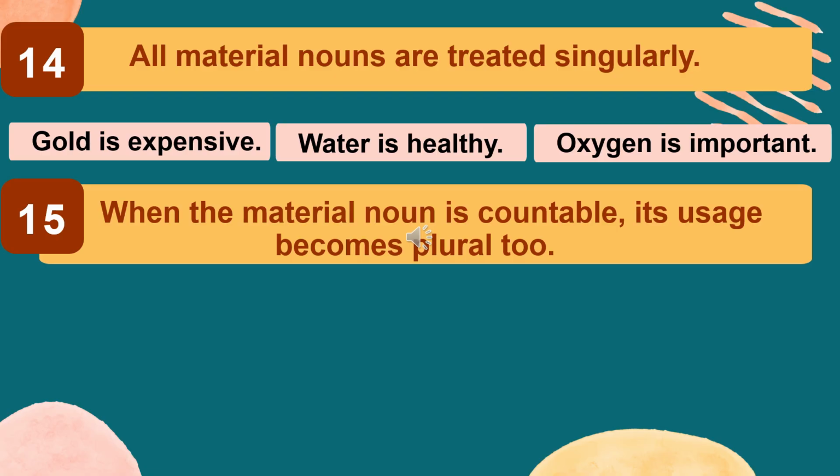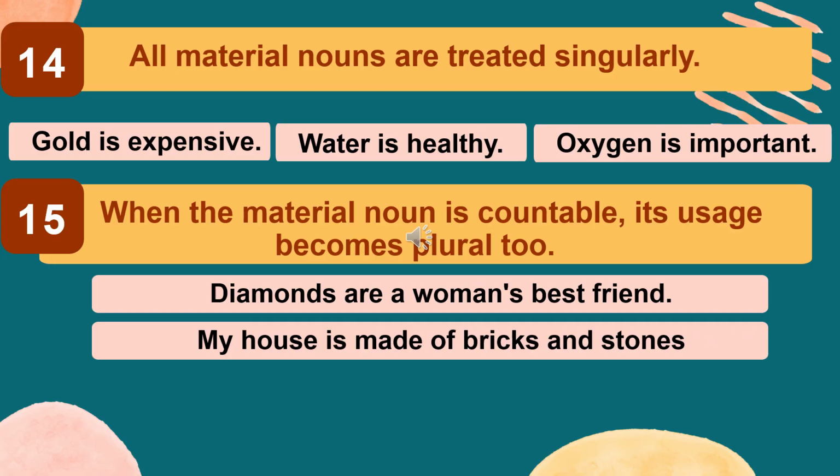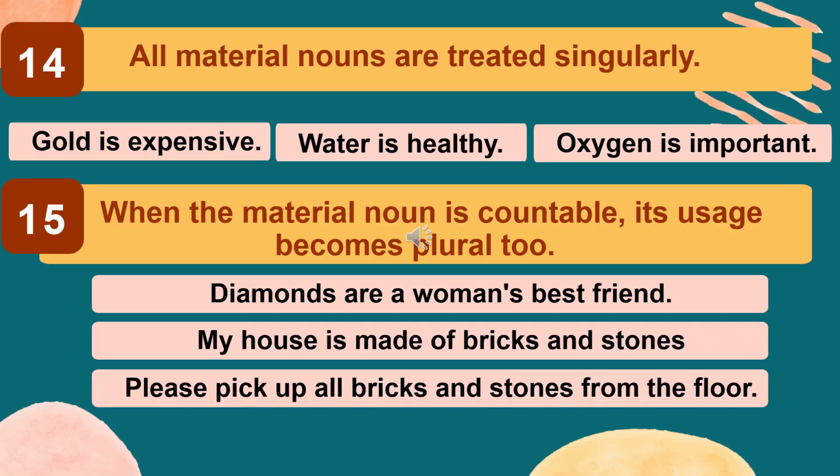Rule 15, countable forms of materials. When we refer to individual, countable items made from a material, the noun becomes plural and follows normal plural rules. Let's look at the examples. Diamonds are a woman's best friend. My house is made of bricks and stones. Please pick up all the bricks and stones from the floor. Remember, the same word can be a material noun, uncountable, singular, or a countable noun, plural, depending on whether you are talking about the substance or the individual items.